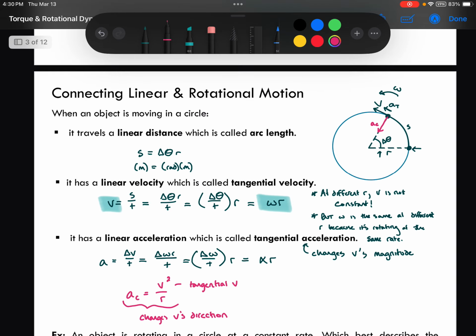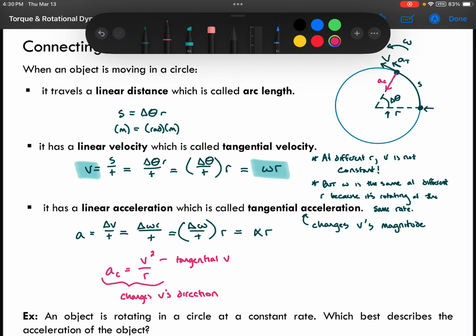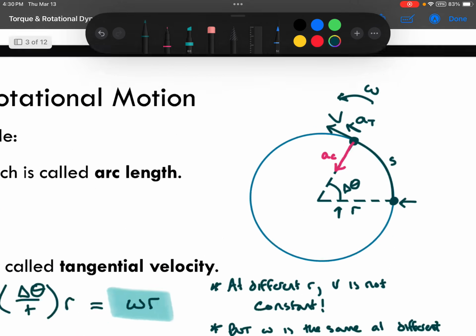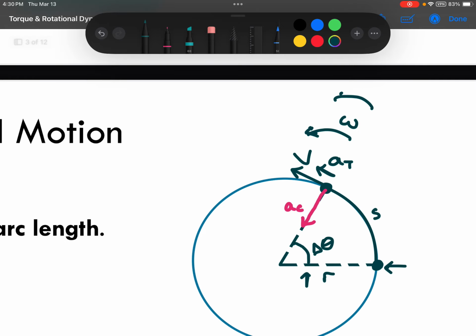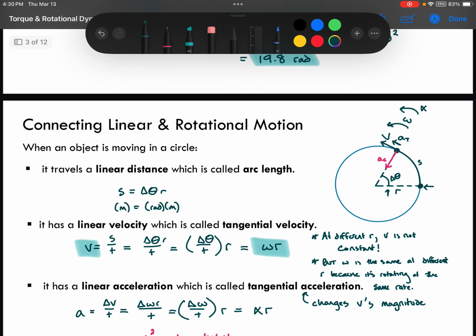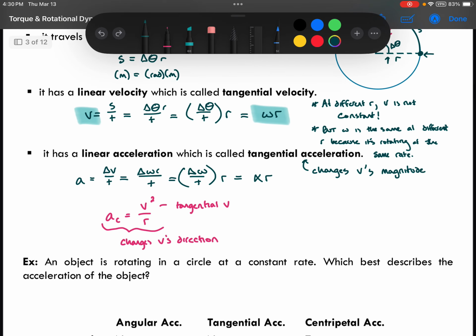So we have two different types of acceleration. Do keep them separate. We have our tangential acceleration, which is directly related to the angular acceleration alpha. So is the rate at which it's spinning speeding up or slowing down? But then we do also have centripetal acceleration, which keeps our object on the circle. It points toward the center of the circle.